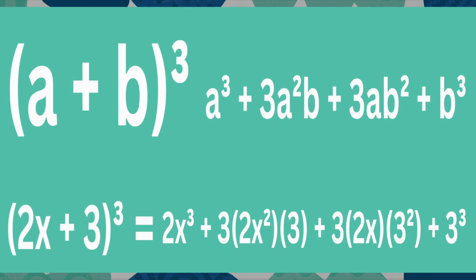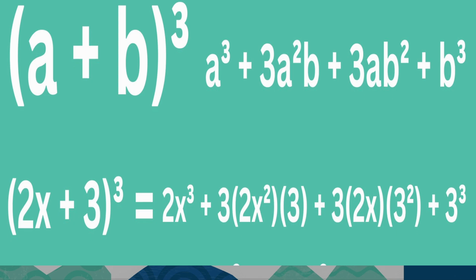Write down the expression and find a cubed, positive 3a squared b, positive 3ab squared, and positive b cubed. A represents the first term and b represents the second term. In this binomial, the first term is 2x and the second term is 3. A cubed will be 2x cubed. 3a squared b will be 3 times 2x squared times 3. 3ab squared will be 3 times 2x times 3 squared, and b cubed will be 3 cubed.